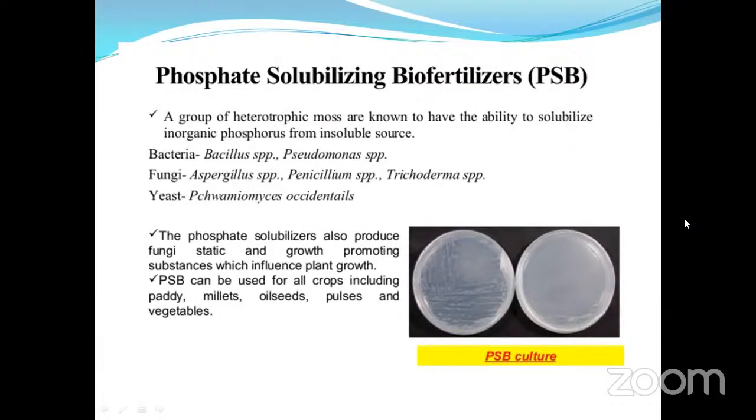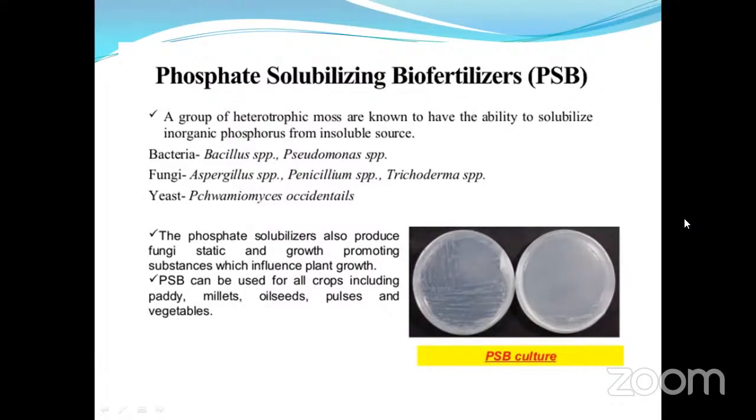Now this group of microorganisms secrete some organic acids which can solubilize this insoluble phosphate, which was earlier in a plant-unavailable form. They convert it to a plant-available form, so the phosphate nutrient use efficiency gets increased.